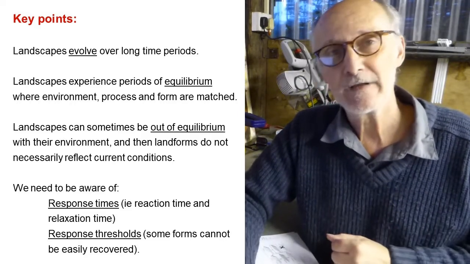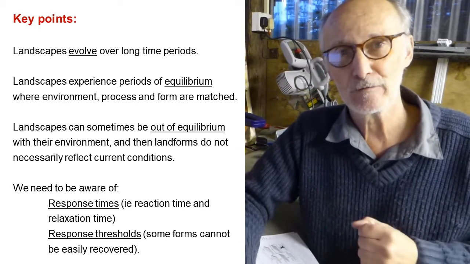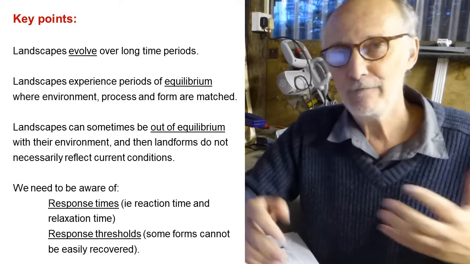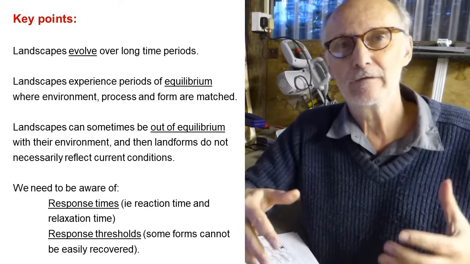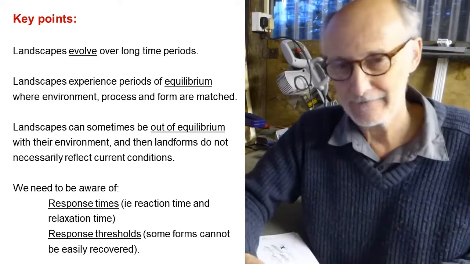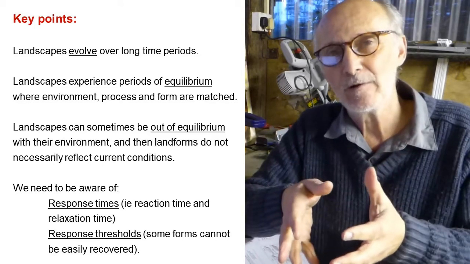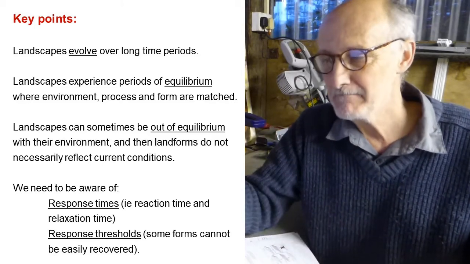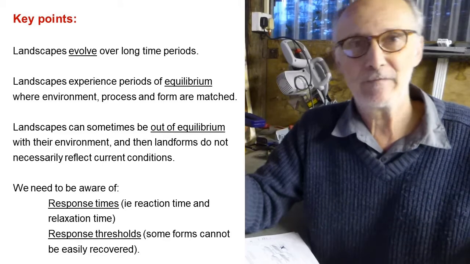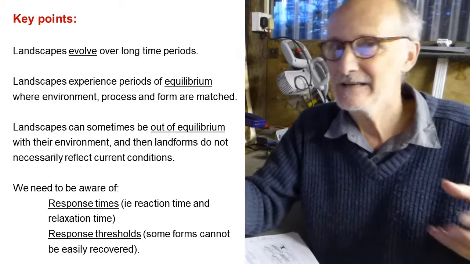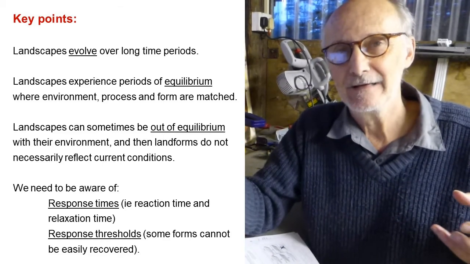And also be aware of the idea of response thresholds. Sometimes a form cannot be easily recovered. So if you have a major event, a landslide for example, or a big flood affecting a river channel, even when you go back to normal, if the landscape has had a major change and has crossed some threshold of recovery, it can be hard for it to come back from that.